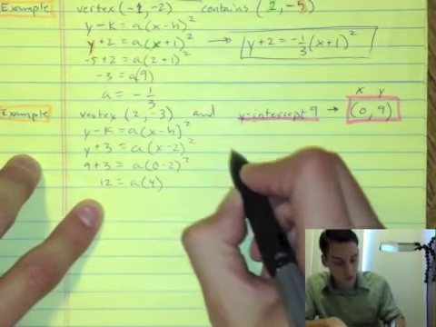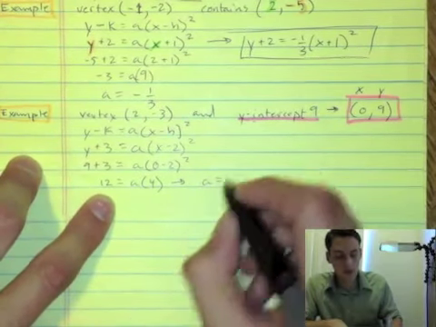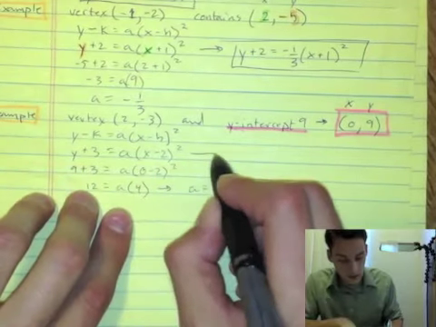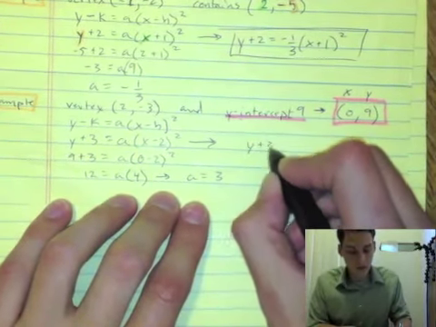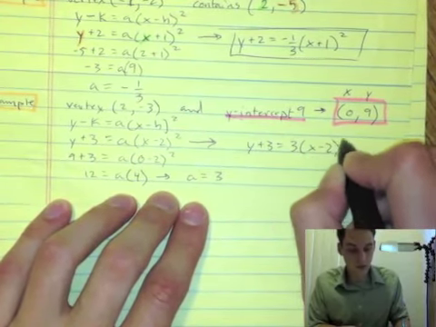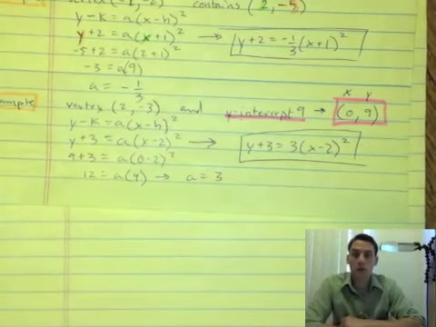Divide both sides by 4, and we'll get a equals 3. So then I can take this and plug in a, and I'll be done. Y plus 3 equals 3 times x minus 2 quantity squared. That's my answer. The end.